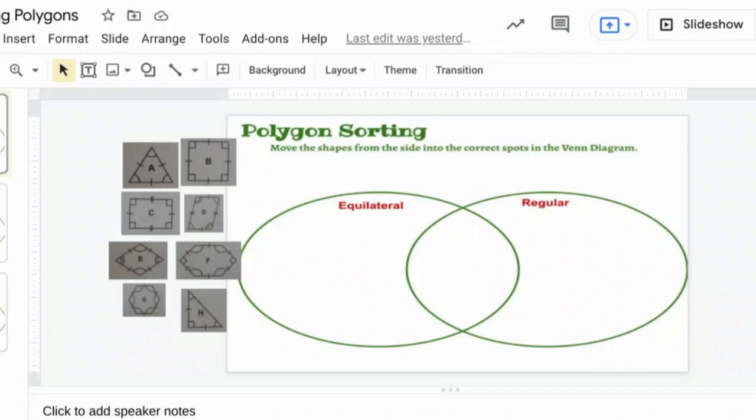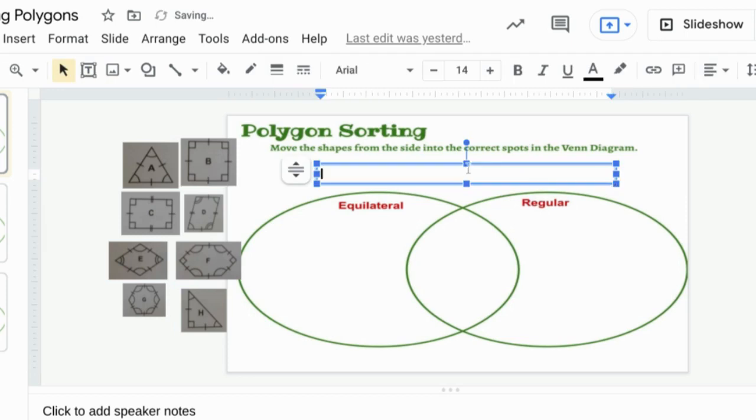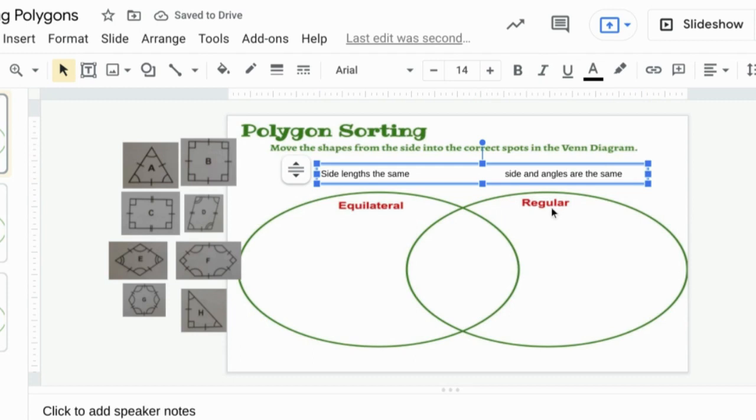So for slide 1 here, we're sorting them between equilateral and regular. If you remember, equilateral means that all of the side lengths are the same, and regular means sides and angles are the same. So if we think about this Venn diagram for a minute, if I have a shape that's regular, it means the angles are the same and the sides are the same. So it's going to have to go within this equilateral one. It's going to have to be right in the middle. So it's actually going to be nothing in this far right category.